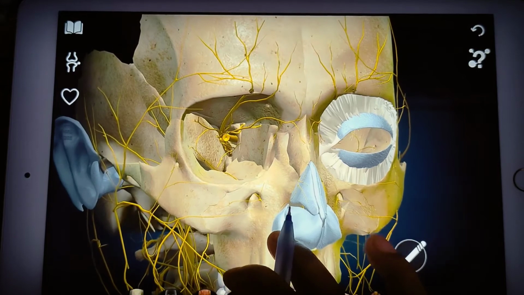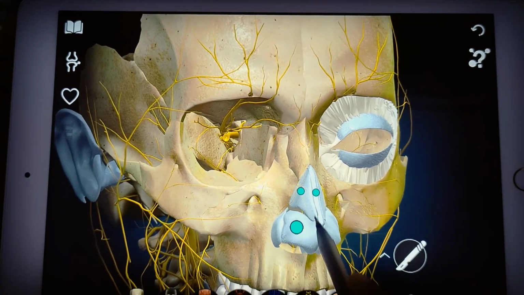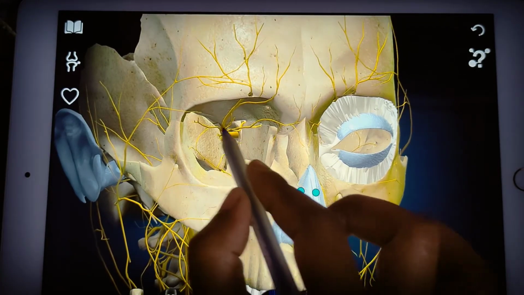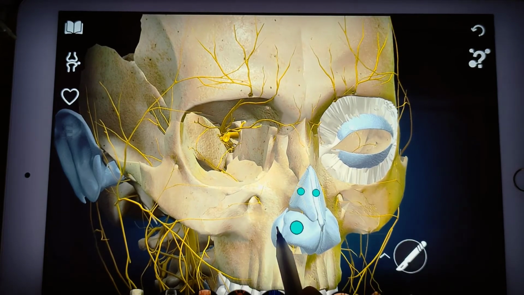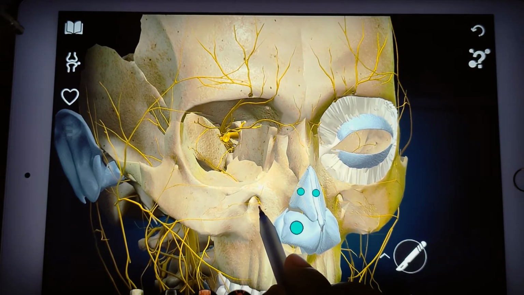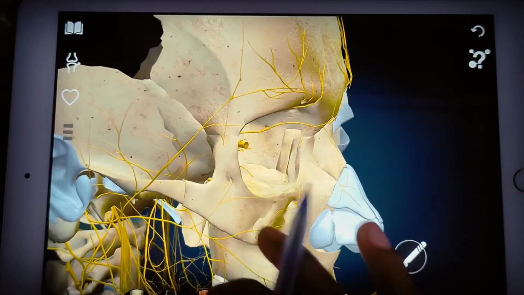Remember, the tip of the nose is supplied by which nerve? This nerve. Where is it coming from? The ophthalmic division of the trigeminal nerve. And the ala of the nose is supplied by what? This is the infraorbital nerve coming from the maxillary division.